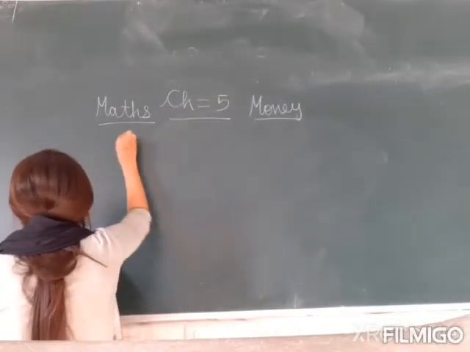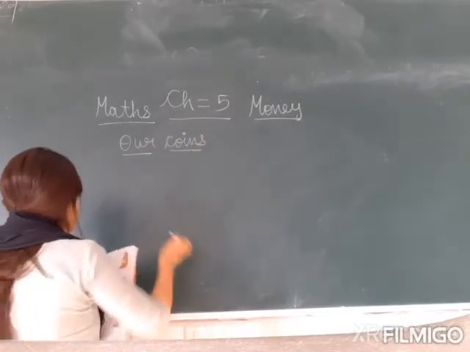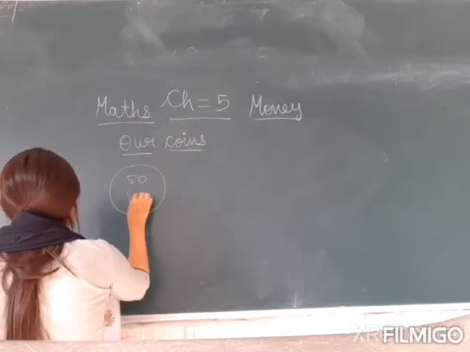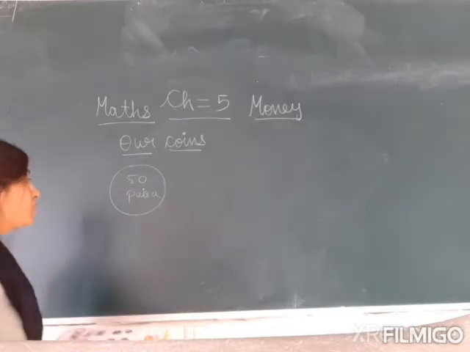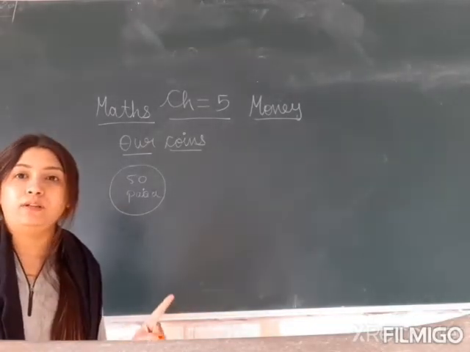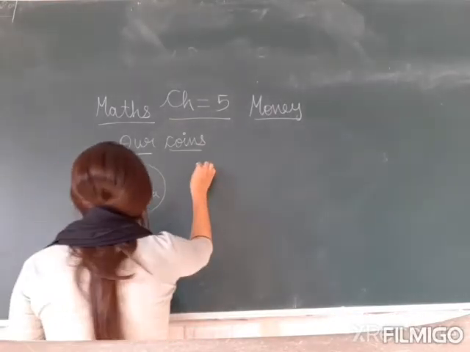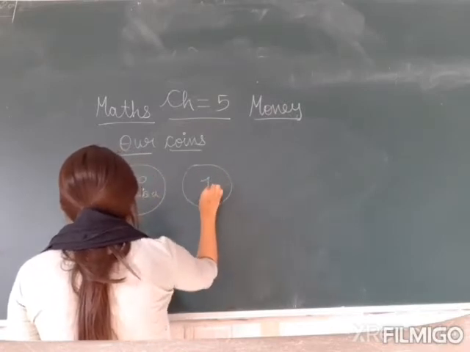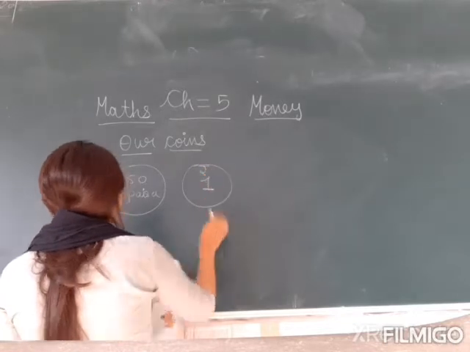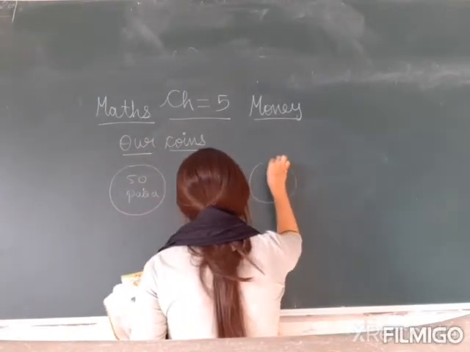See, students, our coins. You can see this is the 50 paise coin. And if you can see, this is the 50 paise coin and this is the 1 rupee coin. You can see, students, this is the 1 rupee coin. Okay? And this is the 2 rupee coin.